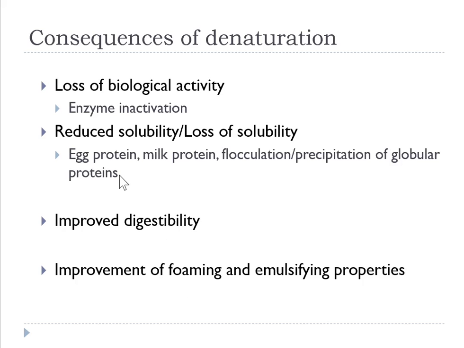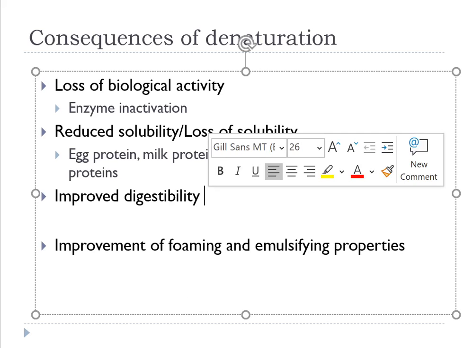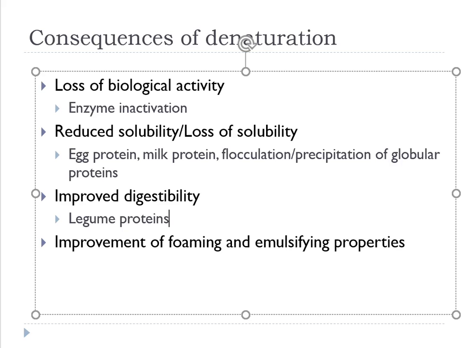Another result can be improved digestibility. For example, legume proteins. Legume proteins are hard to digest in native state. So when we denature them, we improve the digestibility, which is desirable. And another result can be improvement of foaming and emulsifying properties.